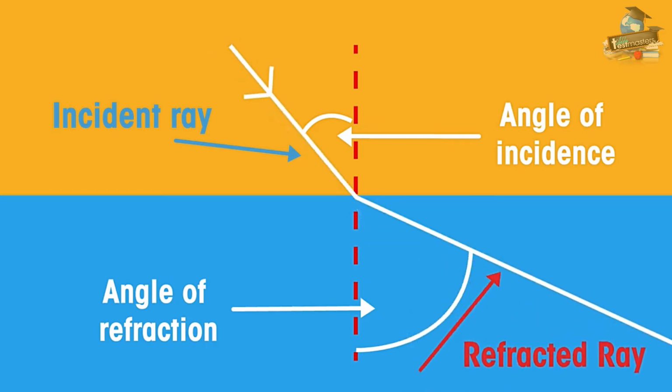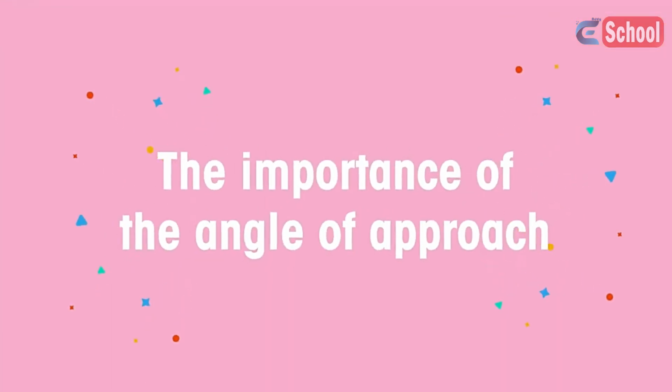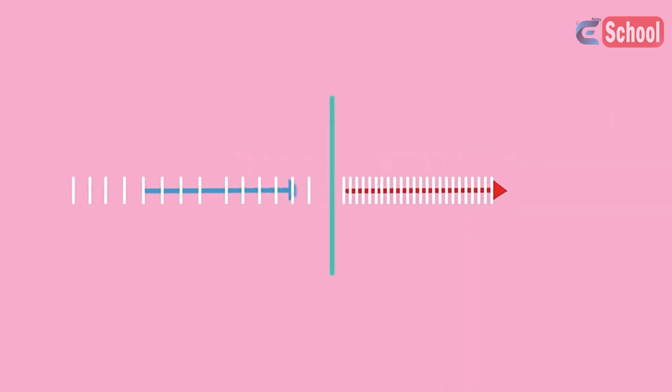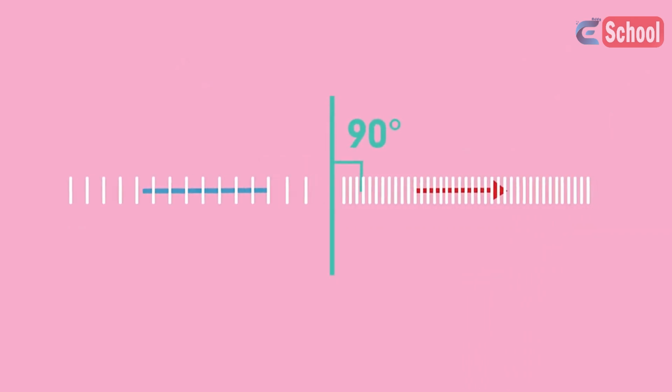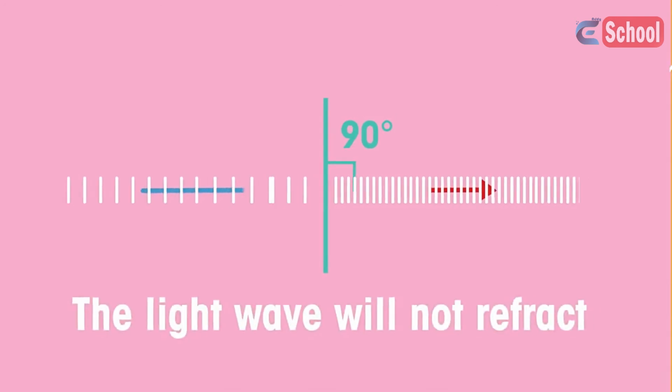The greater the change in speed, the greater the angle of refraction. There is one special case you need to know. Refraction doesn't happen if the waves cross the boundary at exactly 90 degrees. If this happens, they carry straight on.